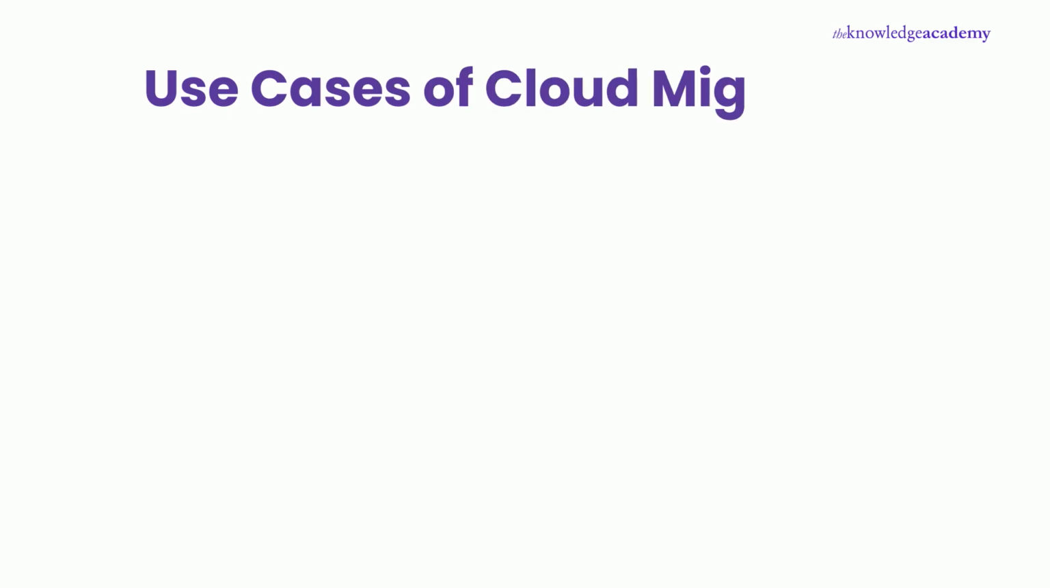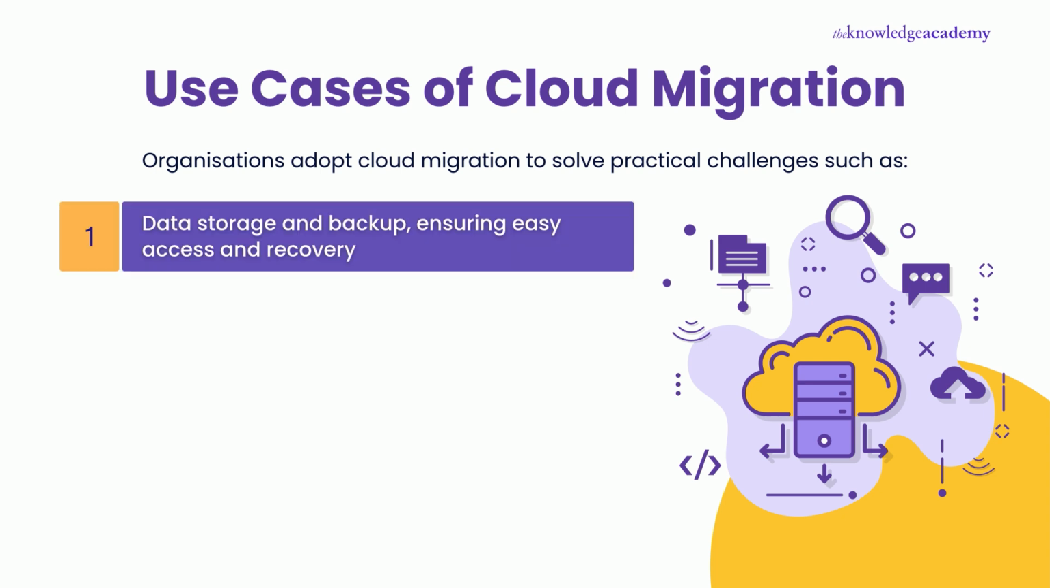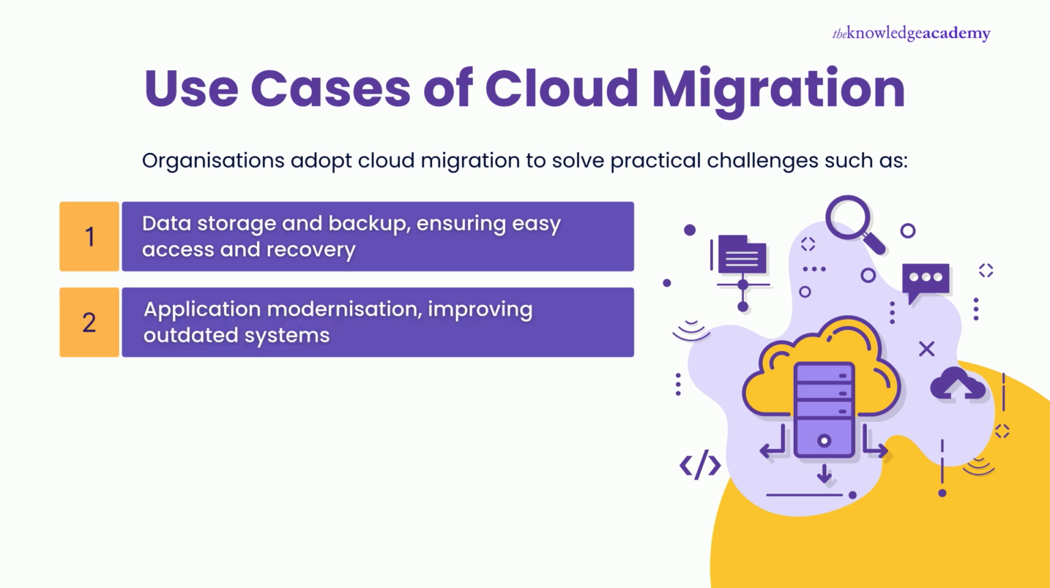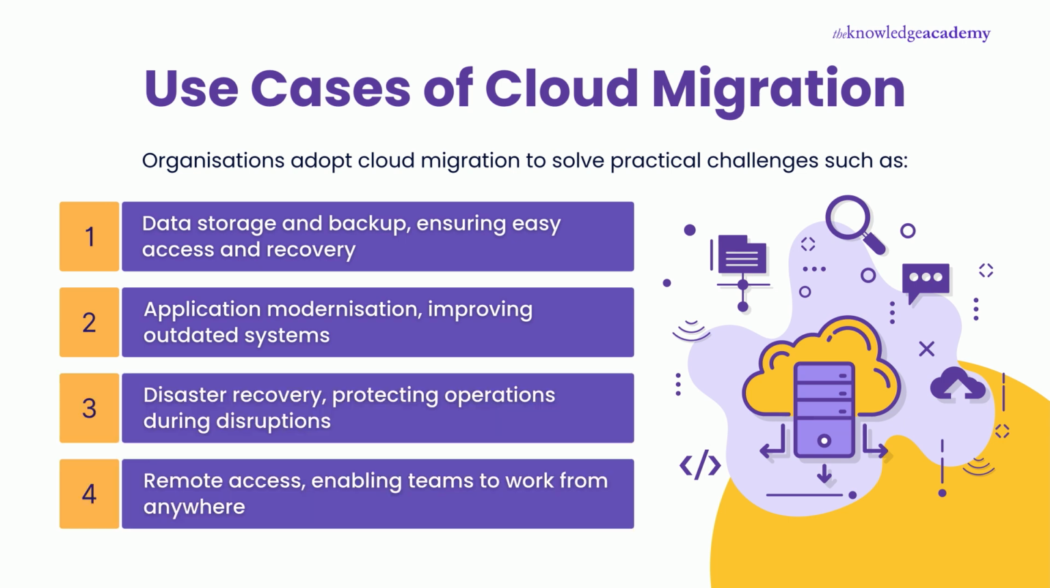To understand its value, let's first look at where cloud migration is commonly used. Organizations adopt cloud migration to solve practical challenges such as data storage and backup, ensuring easy access and recovery, application modernization, improving outdated systems, disaster recovery, protecting operations during disruptions, remote access, enabling teams to work from anywhere. These use cases show how cloud migration supports efficiency and business continuity.